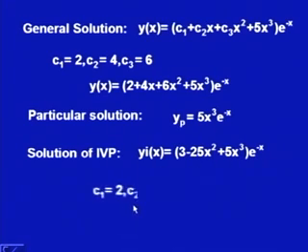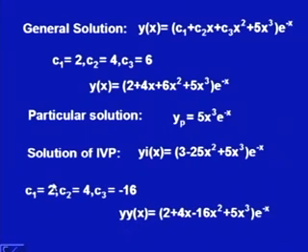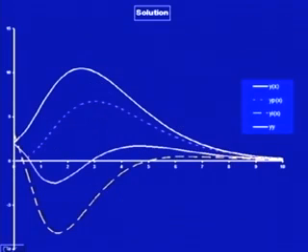Let us take some other values for C1, C2 and C3. That is 2, 4 and minus 16. The other solution I am denoting here by y. This would be (2 plus 4x minus 16x squared plus 5x cubed) times e to the power minus x. Let us see in the graph how they are looking.